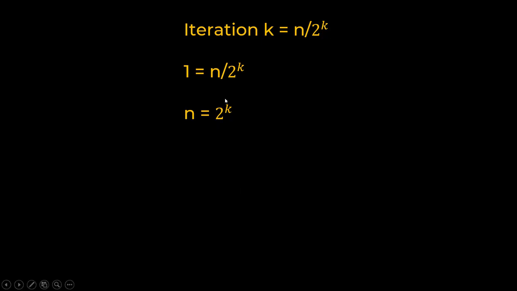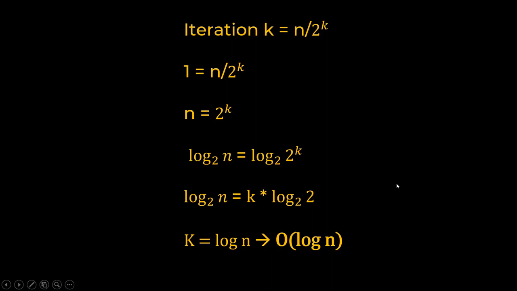So here 2 raised to k you can take here, and it becomes n is equal to 2 raised to k. After that, you can apply log to the base 2 on both sides of your equation. You get this. Now you know that this right hand side you can represent as k into log 2 base 2. Now log 2 base 2 is 1, so this part becomes 1. Hence my k, which is the number of iterations that I need, is log n. Hence the complexity of binary search is order of log n.